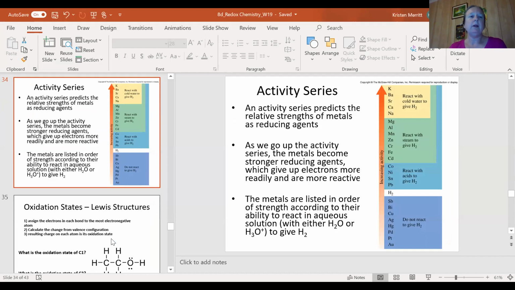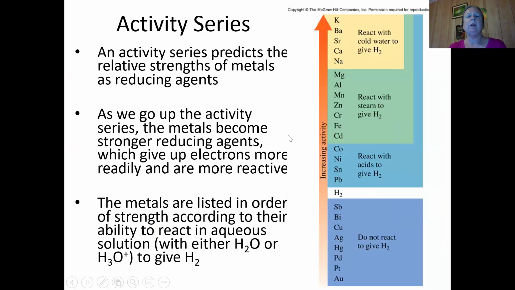The other, and this is the lab we would normally be doing right now, and I don't know if we'll be doing this in the fall or not, but I hope so. It's kind of fun. Another way we look, a table that we talk about these strengths of reducing agents is their reactions with water or with acid. So is it reaction with hydrogen in water or the hydrogen ion in acid?